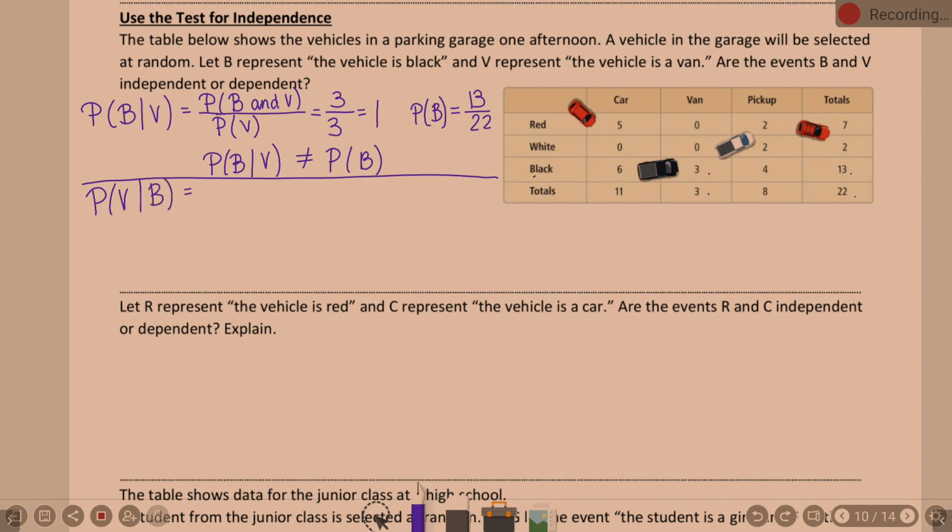So V given B. On top is the same, right? B and V divided by, so probability the vehicle is black and a van divided by the probability it is black. Okay, black and vans, we already had what? 3. Probability a vehicle is black. How many black vehicles do we have? 13.